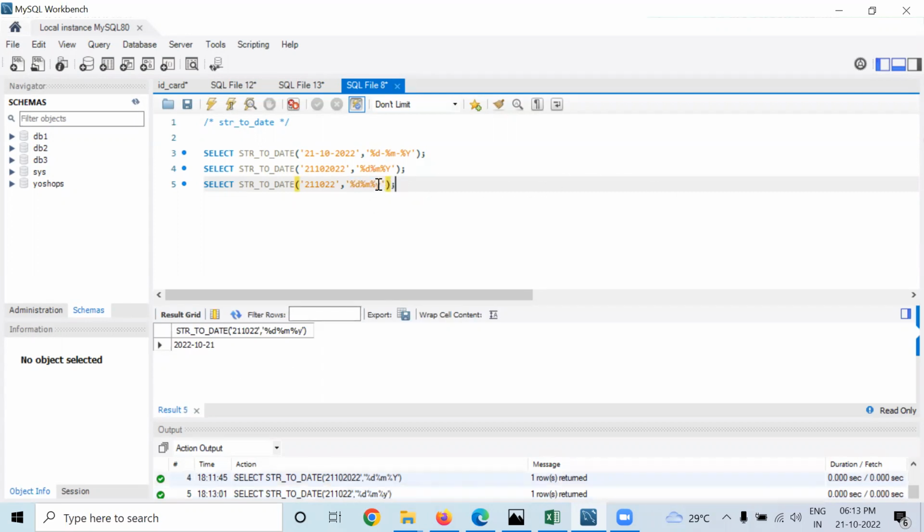If we put capital Y, let us see what will happen. Then also we are getting the result, but it is 2022. That is okay in this case, but sometimes it creates some problems. I will tell you how.